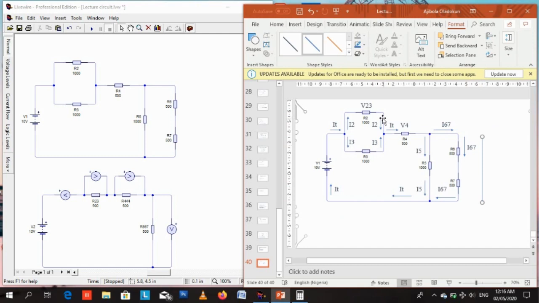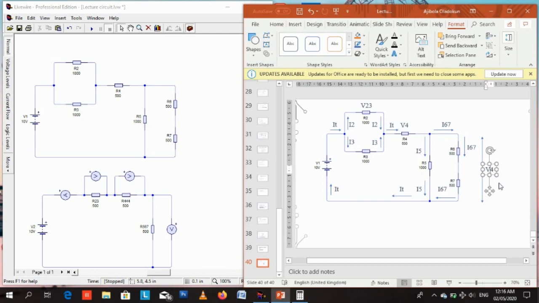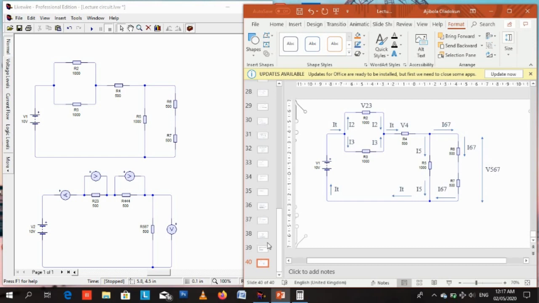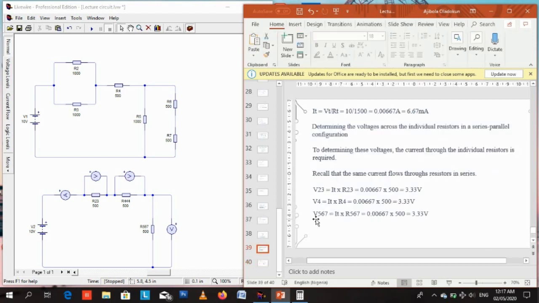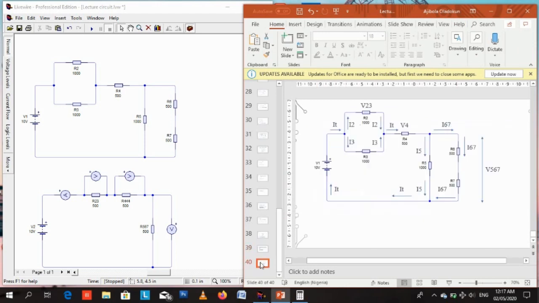So V567 is the voltage across resistor R5 and resistors R6 and R7 together in series. So V567 is this voltage across those three. The voltage across those three resistors is V567. So we use V23, V4 and V567. We've introduced them into our circuit now.